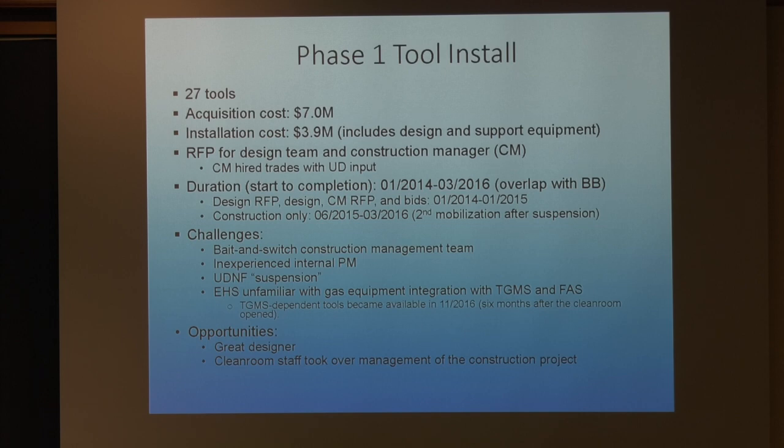Once everything was done, then when they came to inspect the site, they decided, no, this is the wrong way to do it. So we want the UVR sensors to be tied into the fire alarm system. So that took some rework. So even though we opened the clean room at the beginning of 2016 in March, it took us eight more months until the tools that depended on the TGMS could actually be used.